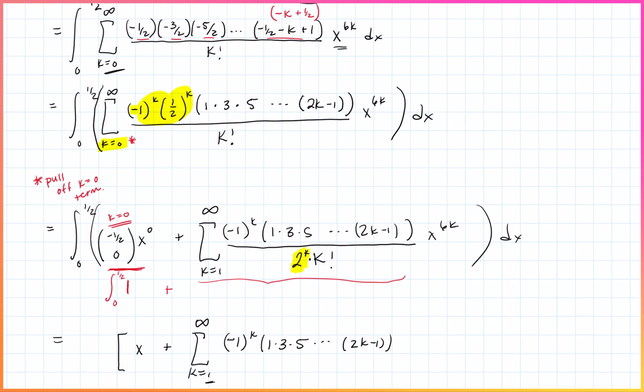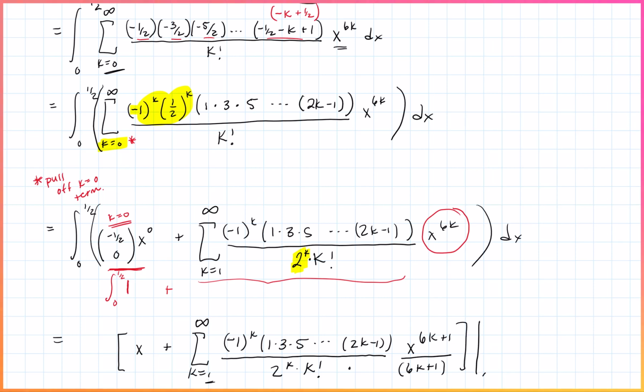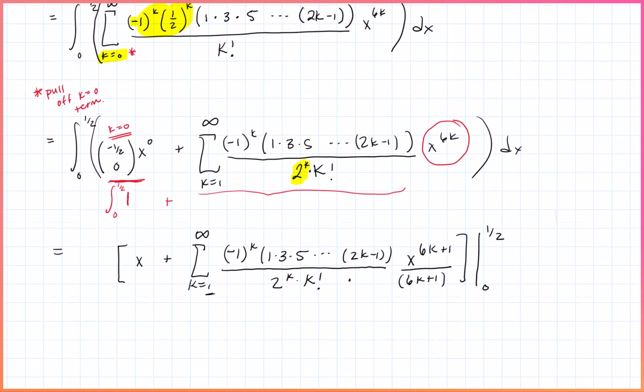Now remember, that pattern worked as long as k started at 1 for the coefficients. We have a 2 to the k in the denominator times k factorial. And then we need to integrate the x to the 6k. So we're going to integrate that, increase the power by 1, x to the 6k plus 1, and divide by 6k plus 1. And I'll put that in parentheses since there's some other factors in the denominator. Now it's a definite integral, and we're evaluating it from 0 to 1 half.